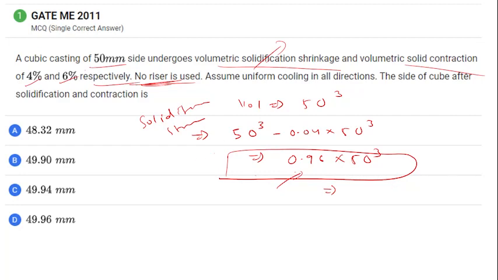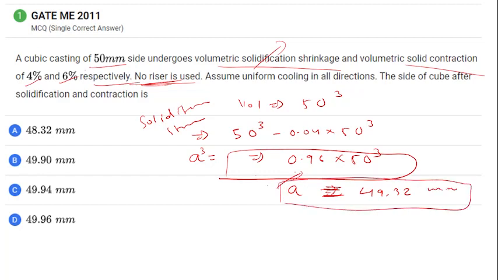Tell me the size. 12 into 10 power 4. Tell me in mm. A cube. Okay. Tell me A. How much length is coming now? 49.32. Correct. This much mm. Now this is your side. Now after this, what shrinkage will come? Solid contraction will come of 6%.